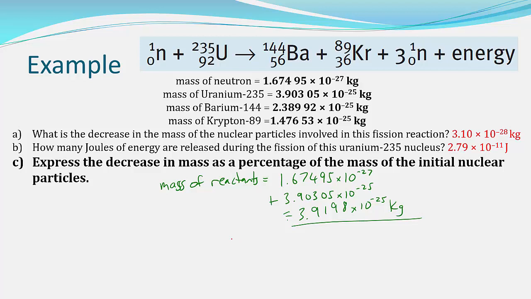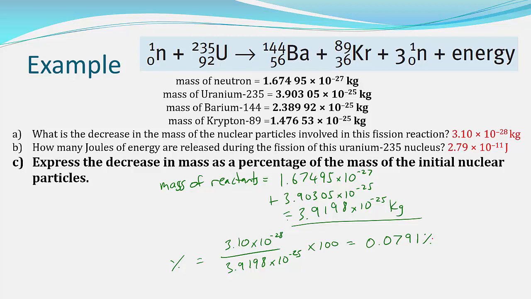So you just get what you have at the top there, the 3.10 times 10 to the negative 28, and divide that by your 3.9198 times 10 to the negative 25. And don't forget to multiply that by 100 to get it as a percentage. And if you put that in your calculator, what you will end up with is 0.0791%.